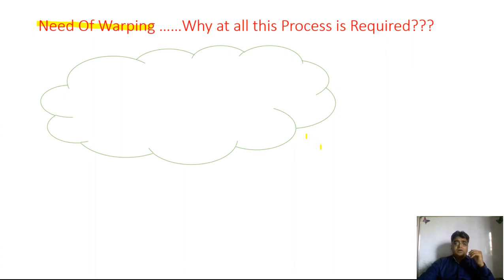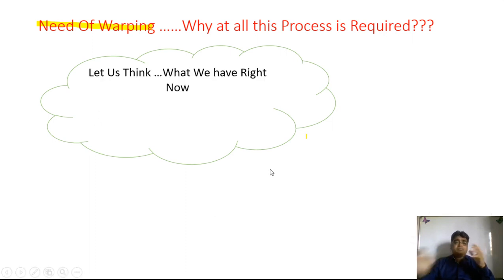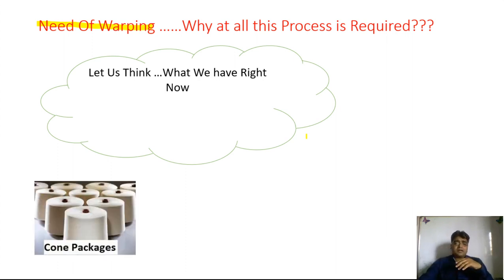Now how are we going to think about it? Right now, as viewers, we have in our hand a cone or cheese. From the spinning department, we are going to get the yarn in the form of cone and cheese. This is fine. We have the cone and cheese.